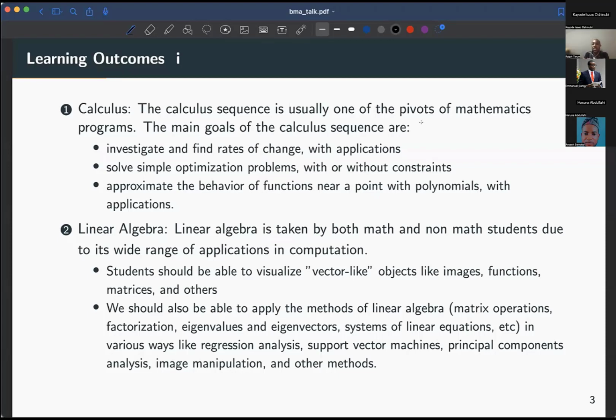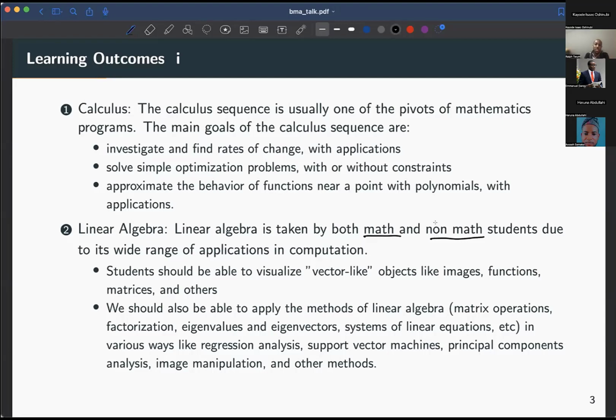And these functions could be single variable or multivariable functions. And then if you want, you would do an advanced calculus course as well. With linear algebra, everybody takes linear algebra. Both mathematics and non-mathematics students will take it because of the wide range of applications.